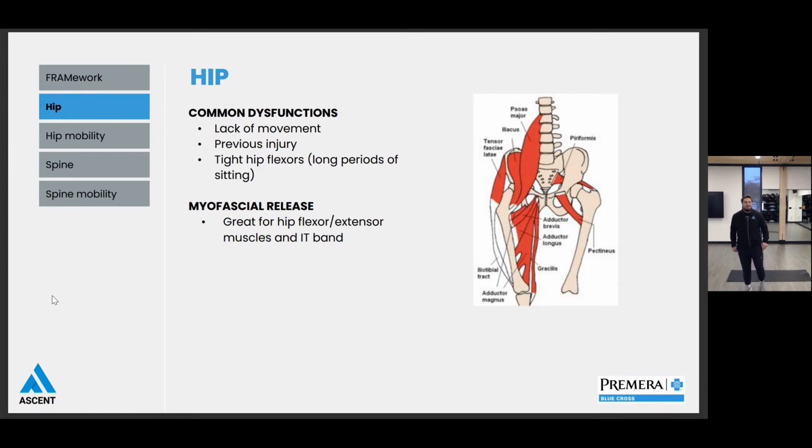So now, talking about myofascial release with the hip, it's great for the hip flexor, that muscle that's right on the anterior part of our hip, right inside that hip, as well as our IT band. We've got that big tendon right from our hip almost down to our knee, right along the outside of our thigh. So myofascial release is really great for that surrounding musculature in the hip.